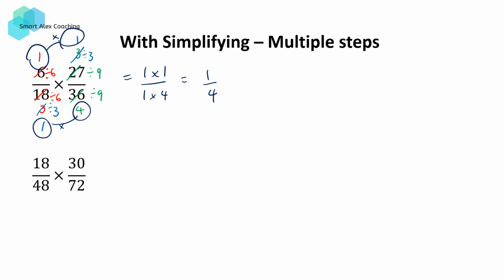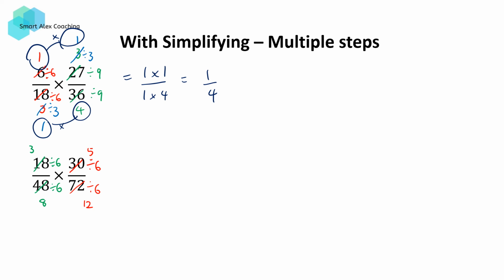So for 18 over 48 times 30 over 72, we can repeat this process, doing it in multiple steps. Say 30 over 72, what I can see is that 6 goes into both of them. So we're going to divide the top by 6. That's going to give us 5. 72 divided by 6 is going to give us 12. And if you look at 18 over 48, well, again, I can divide top and bottom by 6 as well. 18 divided by 6 is 3. 48 divided by 6 is 8.